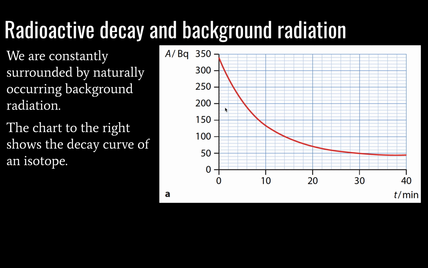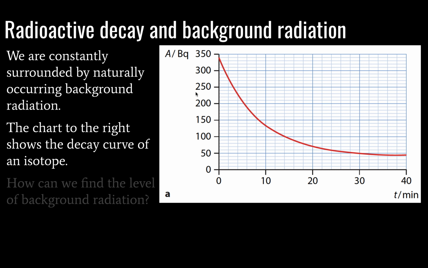So here we have the decay curve of an isotope. And this is a bit of a problem because if we want to find the initial number of isotopes or the initial activity, we need to figure out a way to get rid of the background radiation. So how could we do that? You can pause the video now and think it over or discuss.